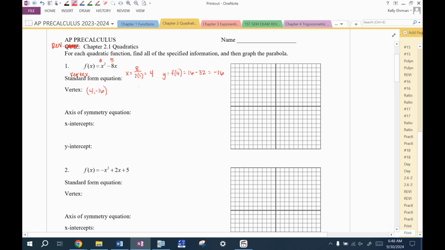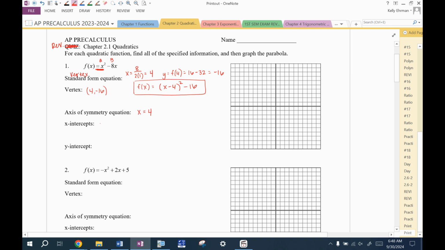So it's going to be f of x equals, there's nothing in front of the x squared, so I don't have to put anything in front of my parentheses. And it's going to be x minus 4 squared minus 16. So remember, you're just putting in the vertex, x minus h squared minus 16. And if there's a number in front of parentheses, it matches whatever was in front of the x squared here. Axis of symmetry is the vertical line that goes through the vertex, so x equals 4.